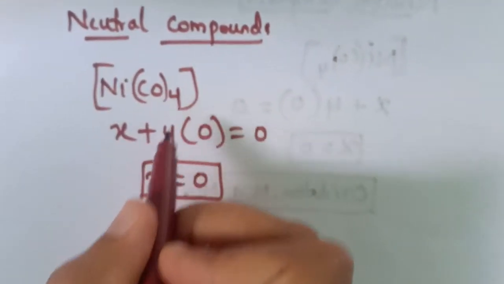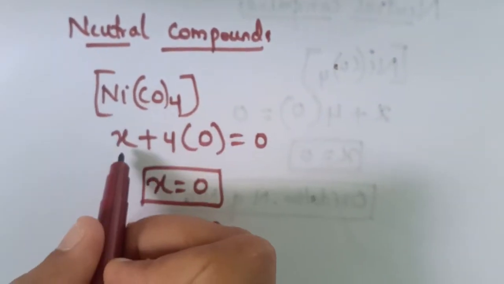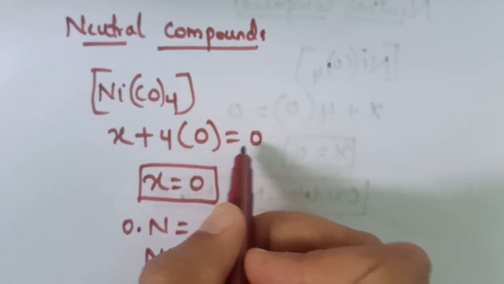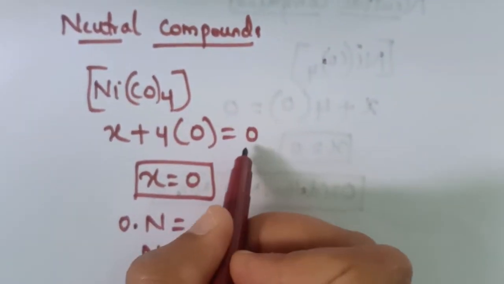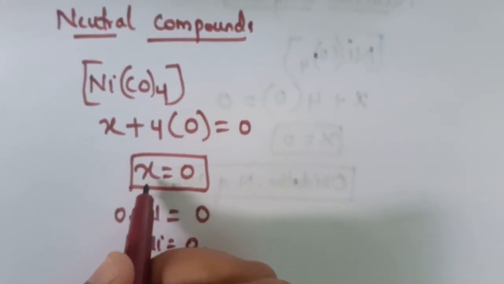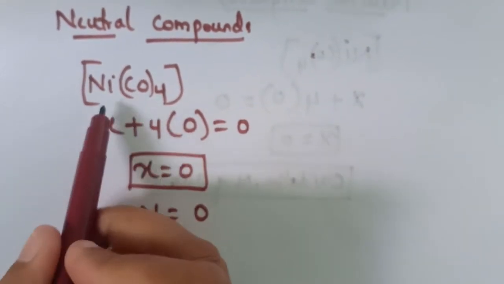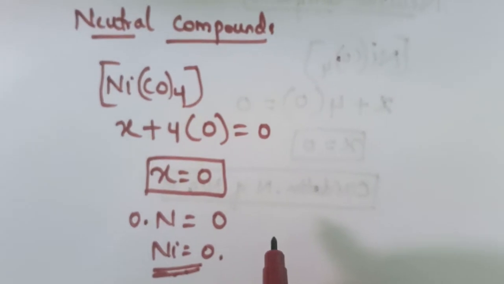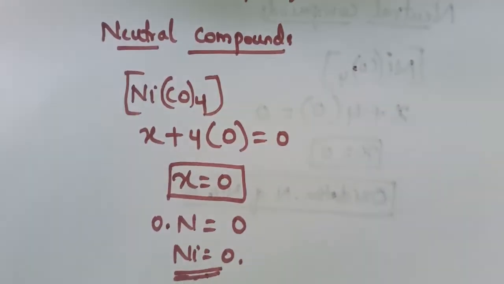That is Ni(CO)4. Here Ni we don't know. We can consider it as X plus 4 times 0 equals 0 because it does not have any charge, so put it as 0. X becomes 0. The oxidation number of Ni here is 0. It is for neutral compounds.